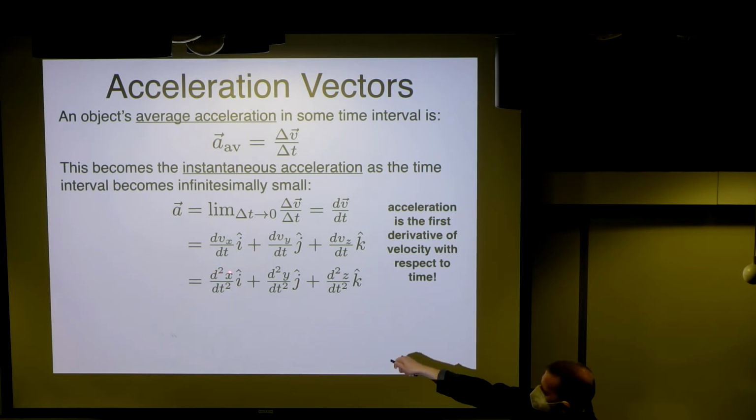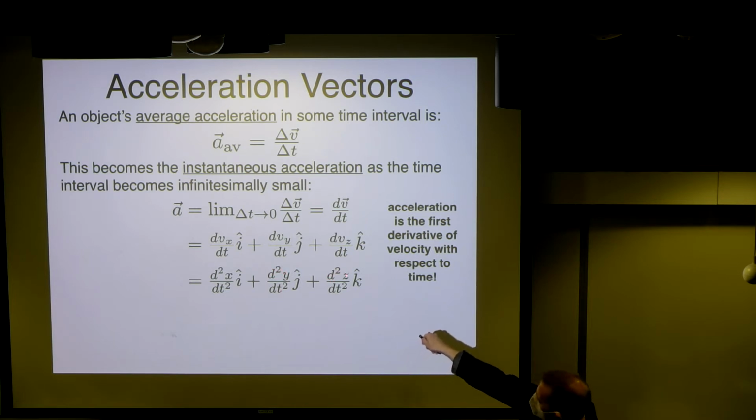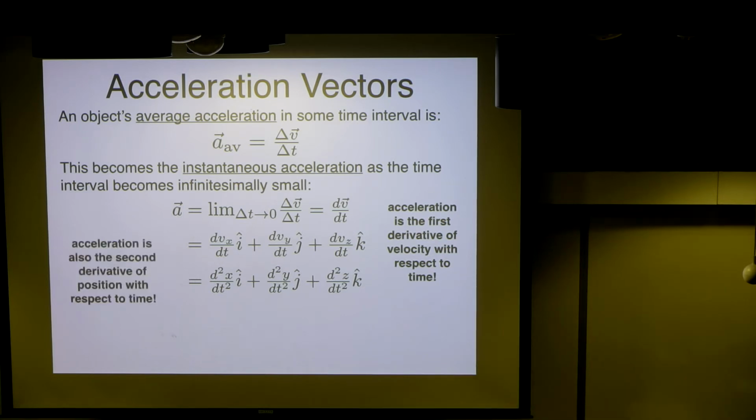For those of you who are in calc, do you recognize this notation here? This is telling you take the second derivative of x with respect to time. This is telling you take the second derivative of y with respect to time. This is telling you take the second derivative of z with respect to time. So just to label these, that's our second derivative.